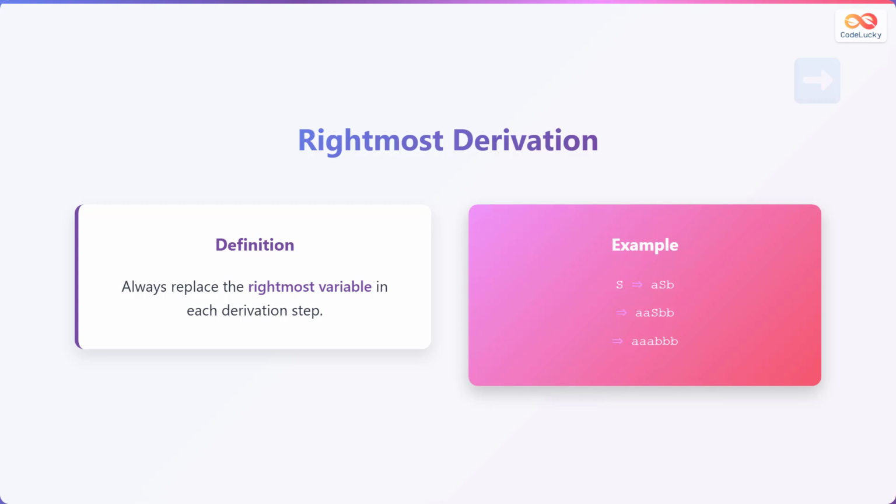Conversely, in a rightmost derivation, we always replace the rightmost variable in each derivation step. Using the same grammar, the steps would be S goes to aSb, then aSb goes to aaSbb, and finally aaSbb goes to aaabbb. Note that while the order of applying the rules is different, the final string generated is the same.